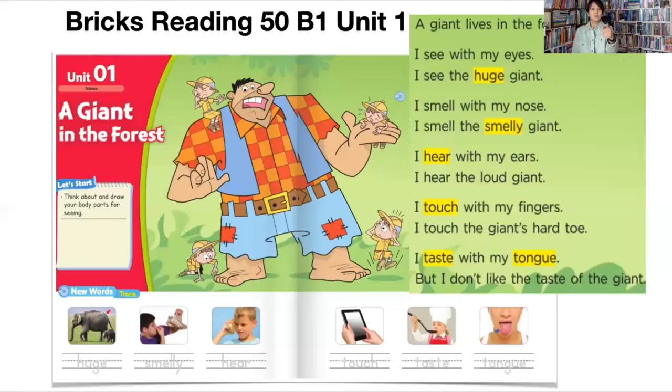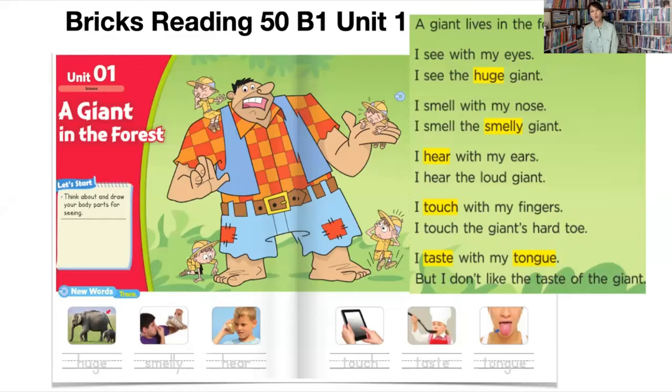You have to read the title first. A giant in the forest. A giant lives in the forest. In the forest. I see with my eyes. I see the huge giant. I smell with my nose. I smell the smelly giant. I hear with my ears. I hear the loud giant. I touch with my fingers. I touch the giant's hard toe. I taste with my tongue. But I don't like the taste of the giant.